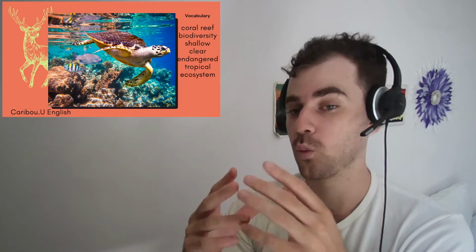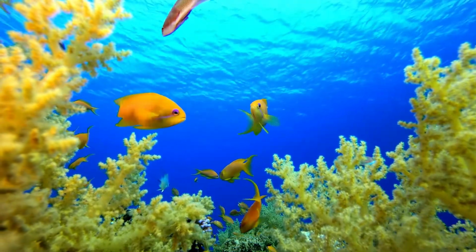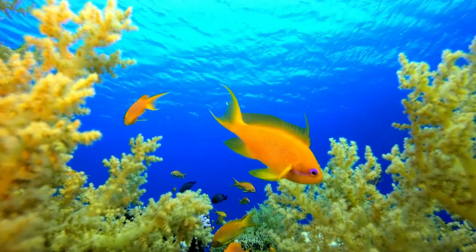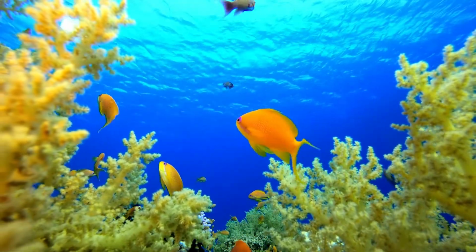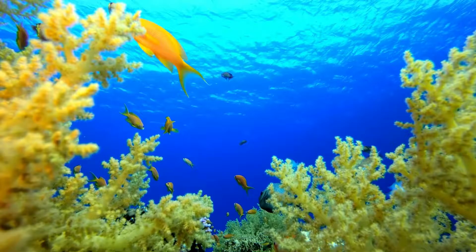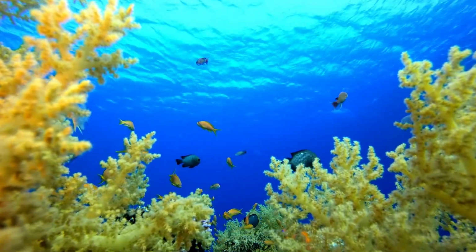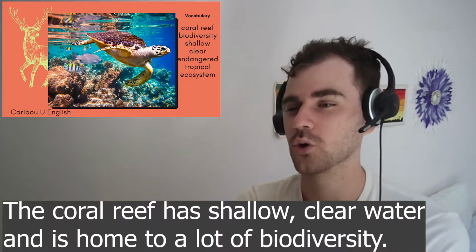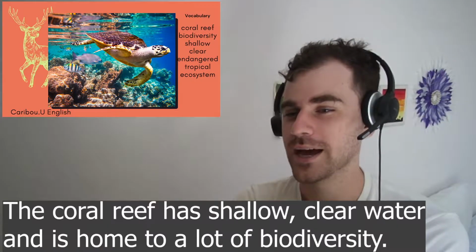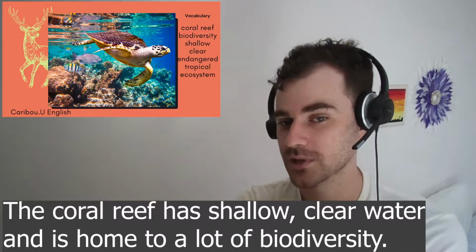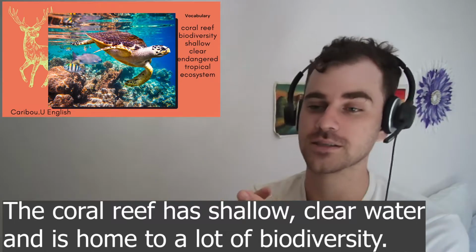And it's also the water in a coral reef. It's shallow, it's not deep. The opposite of deep is shallow, and it's clear. We can see through it. So I can put all these words together. I can say coral reef has shallow, clear water and is home to a lot of biodiversity.